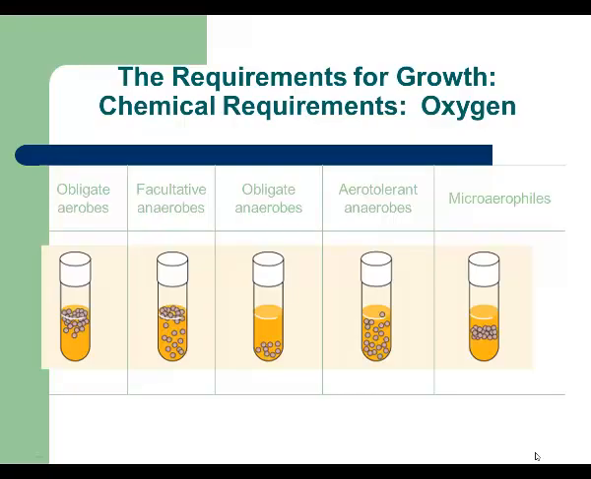And the last requirement for growth will be the requirement for oxygen. Because different bacteria have different requirements for oxygen, we divided them into 5 separate groups. Basically, what you see on this slide are tubes with nutrient broth, and inside of that nutrient broth you see bacterial cells. The first group is called obligate aerobes.